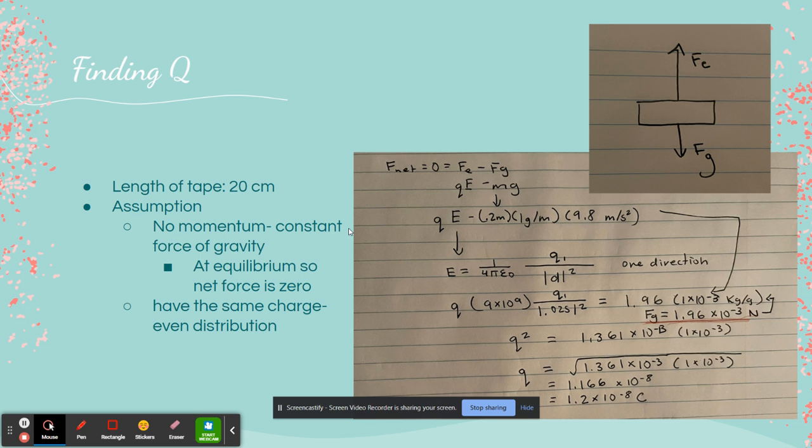In order to find Q, we assumed that because there's no momentum, the net force is equal to zero, and we put the electric force equal to the gravitational force, using the length of the tape and a gram of tape per 1 meter. We found the mass of the tape, and we solved for Q. We assumed that Q was the same for both because each has an even distribution and they were created in the same way.